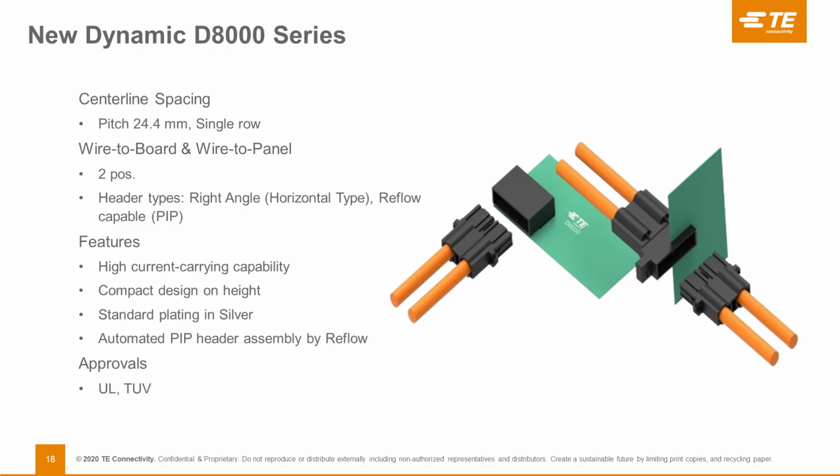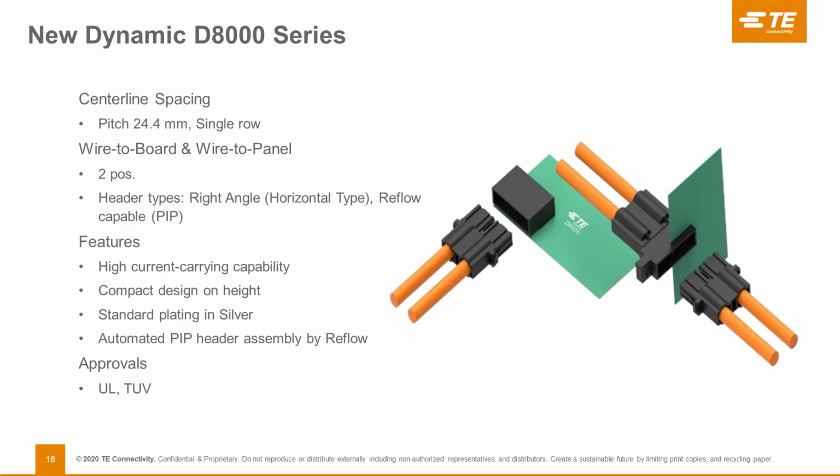The centerline spacing feature of this connector boasts a pitch of 24.4 mm in a single row configuration, making it suitable for wire-to-board and wire-to-panel connections. With two positions available, this connector provides versatility in usage. The header types include right angle, horizontal type, which is reflow capable, PIP, offering flexibility in installation, and also wire-to-wire, panel mount type. Key features.